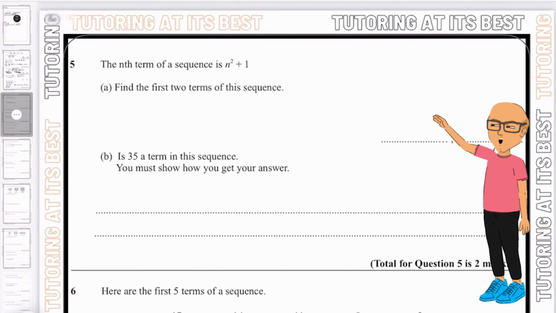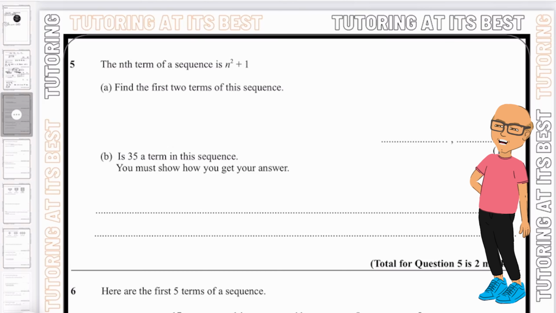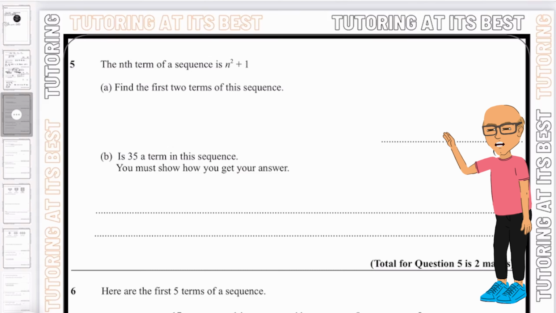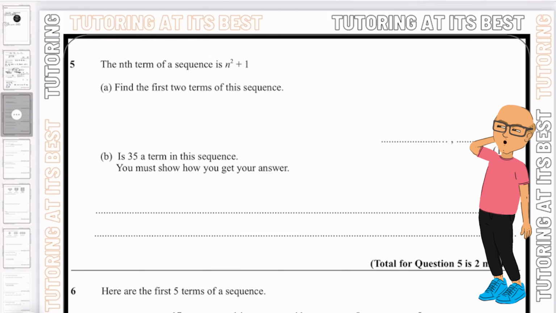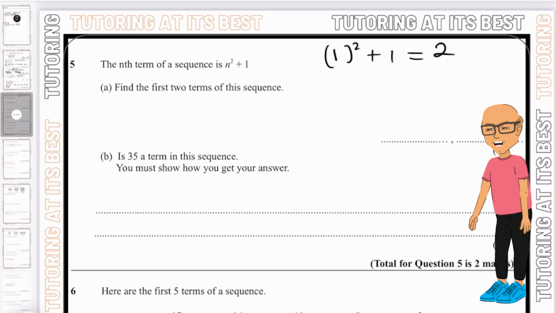Okay, question 5. The nth term of a sequence is n squared plus 1. So this is now our quadratic sequence. But worry not, because it is quite simple. As I mentioned previously, n can be any number, and we always start n from 1. Let's go ahead and implement that. So I'm going to substitute 1 in the place of n, and I'm going to square it and add 1. Now what does that mean? That means 1 times 1, which gives you 1, and then we add the 1, which gives us 2.